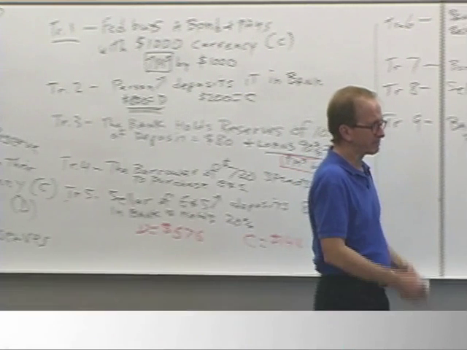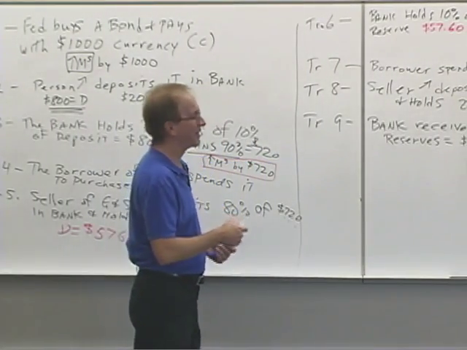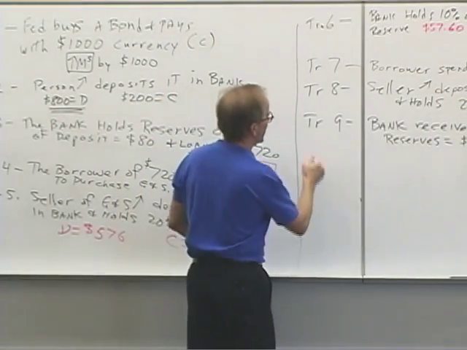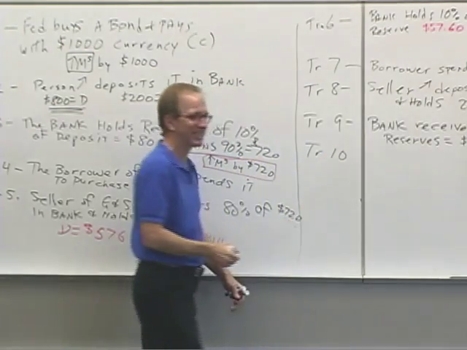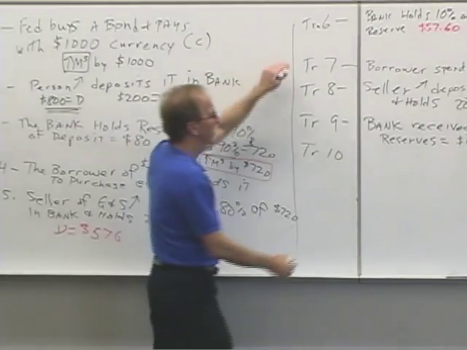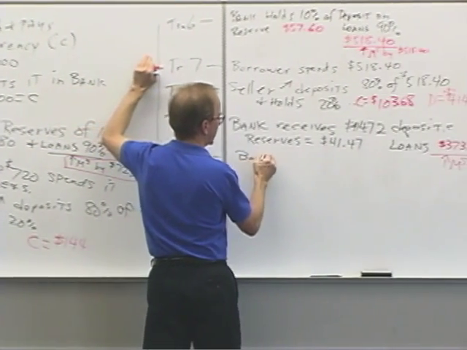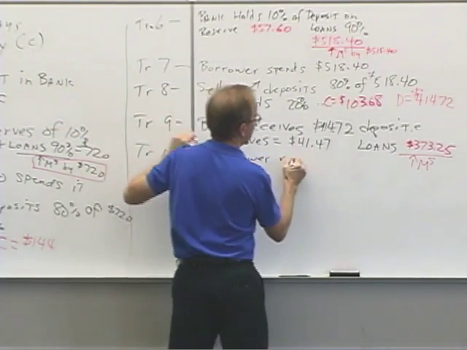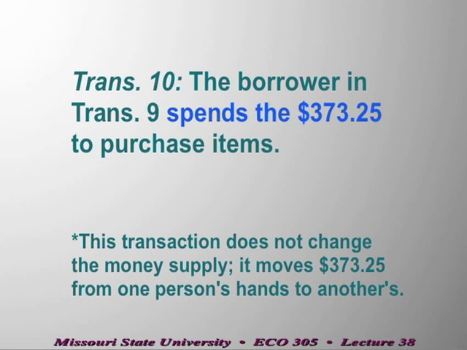Okay. Let's do a couple more and then I will reveal the secrets. Transaction 10. Transaction 10 is going to look like transaction 7, 3 transactions earlier. The borrower receives how much? $373.25. The bank slides it across the counter. Here's $373.25. And a person says, thank you. How much does that affect the money supply? None.